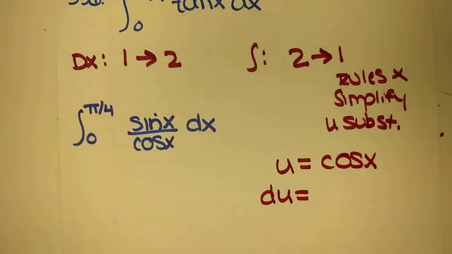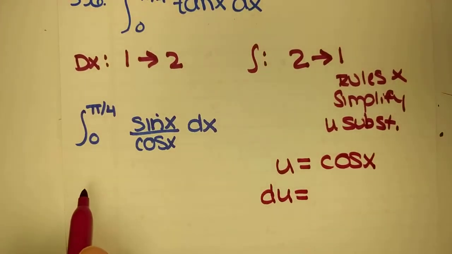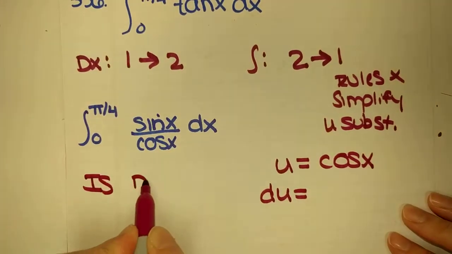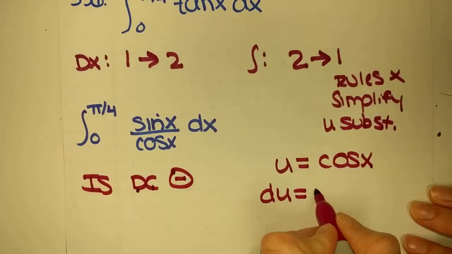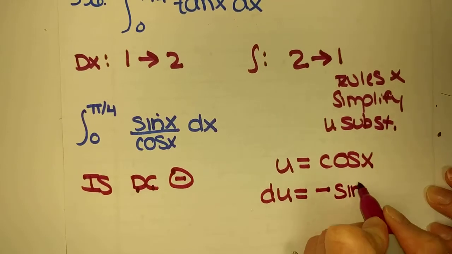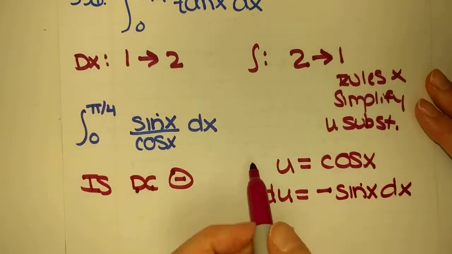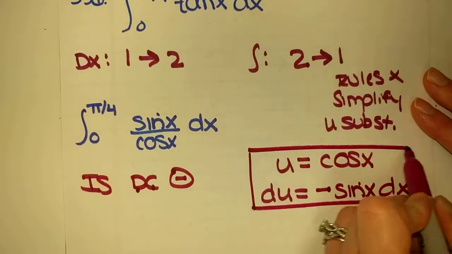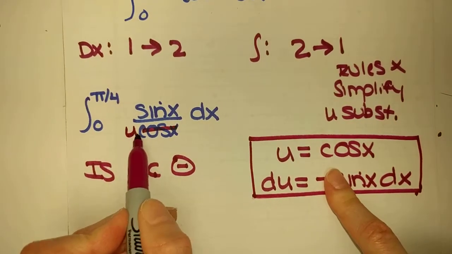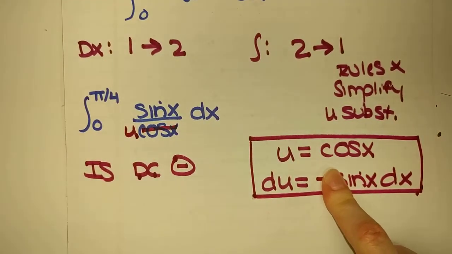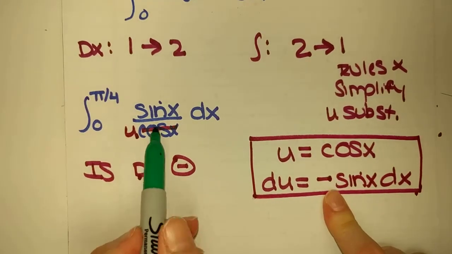Okay, now I want to be very clear about something. When you have sine and cosine, you have to be super on your toes about what is negative and what's positive. So that's where we use this is dc negative. So when I differentiate cosine, that is going to give us a negative sine x, and then dx. All right, so plug in this stuff in. So this cosine x is going to become u, and hopefully we're getting really good at this and we can just kind of go to this du.